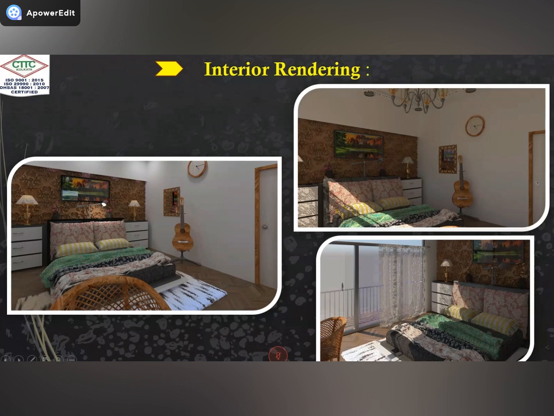Now you can see here, this one is the interior part, and here I am using the artificial light, and here I am using the natural light. The sunlight comes from the window, and you can see the sunlight coming into the room from this window. So you can see it like this. If you want this type of result, then you can use 3ds Max for this kind of result.